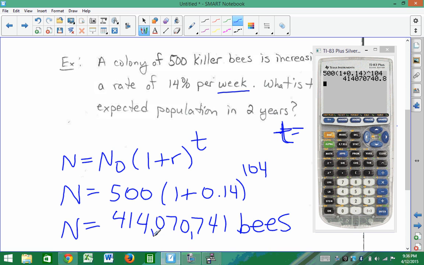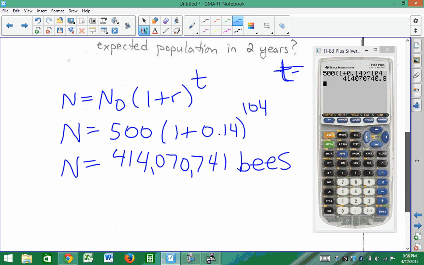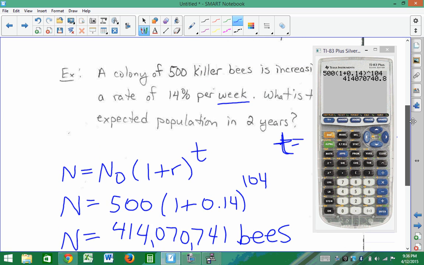Well, you'd have to do some research on the killer bees. I have no idea how long they live. If they live more than 2 years, untouched, somewhere in the world, yeah, this could happen, which is very scary because that is a ton of bees that would be after us. All right, moving on.